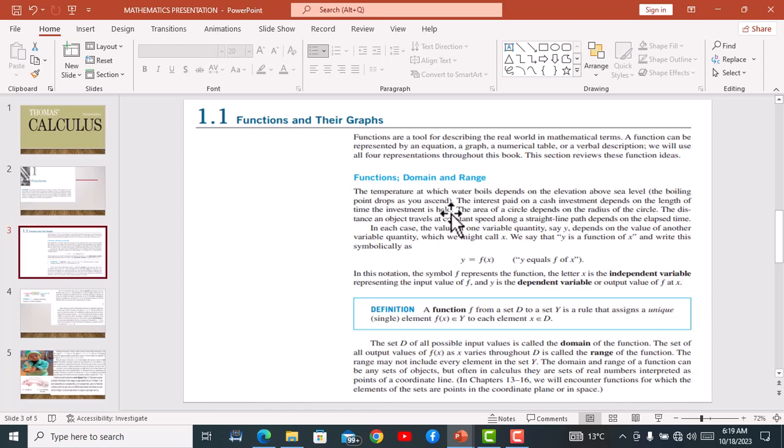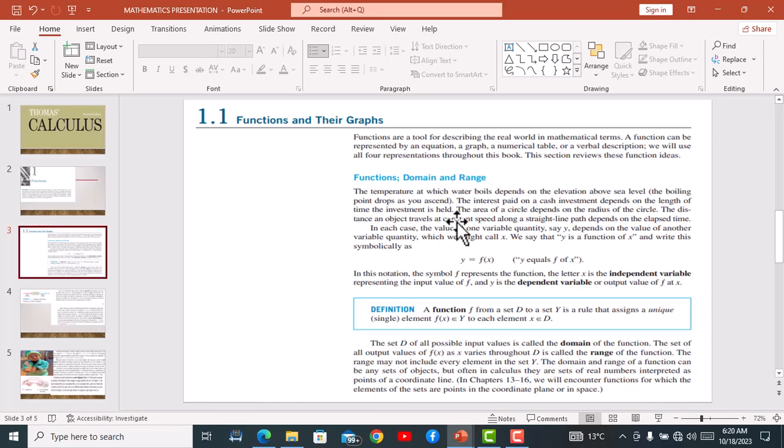The interest paid on a cash investment depends on the length of time the investment is held. This is also true because we know that the longer you invest money, the more profit it will generate, and the less time you invest money, the less it will generate. It also depends on the inflation rate and some other things, but it is interesting that it is mentioned here that the interest paid on a cash investment depends on the length of time the investment is held.